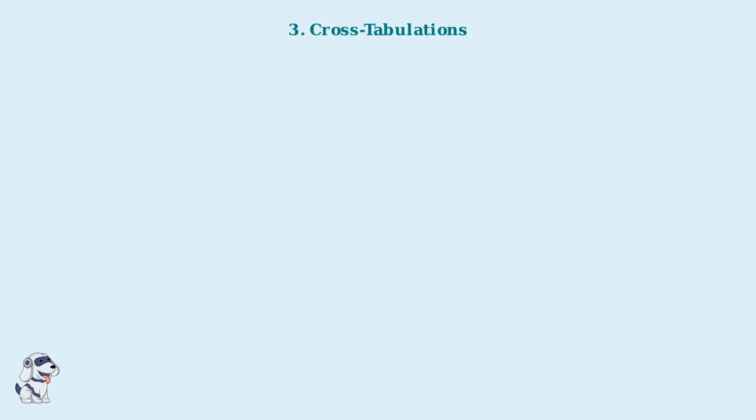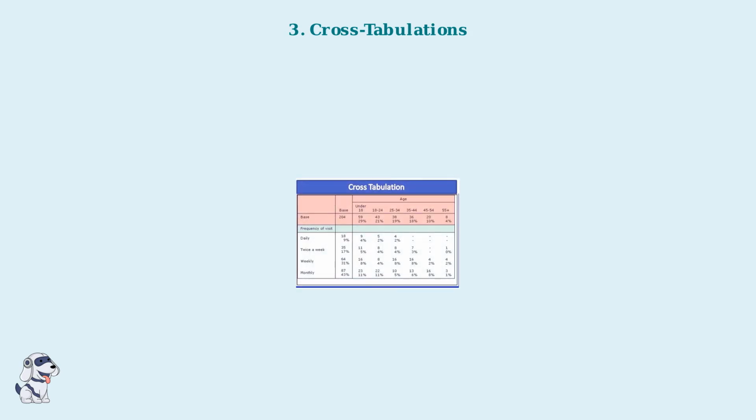Third, cross-tabulations, or two-way tables, explore relationships between two categorical variables. These tables are crucial for identifying patterns and associations in public health data. Here's an example of a cross-tabulation examining the relationship between age groups and frequency of healthcare visits. Notice how the table shows both counts and percentages for each combination. Cross-tabulations reveal important patterns. For instance, we can see how visit frequency varies across different age groups, helping identify which populations may need targeted health interventions.